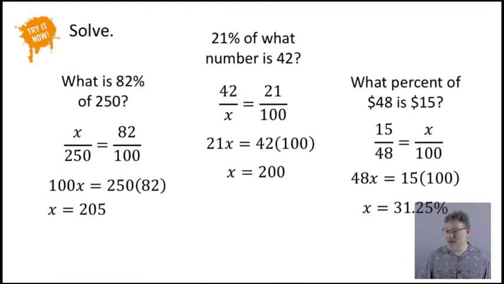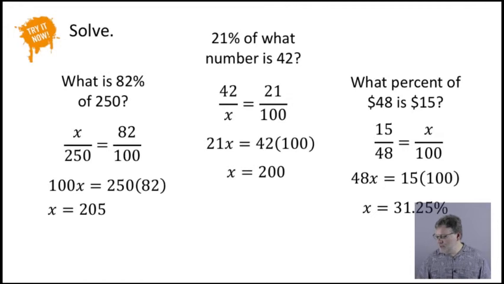Let's take a look at the middle problem here. 21% of what number is 42? Again, the rate is easy to pick out, 21%, so 21 over 100 on the right-hand side. On the left-hand side, it's 21% of what number? Of what number? The base is the thing that's unknown this time, so we have an x being placed in the denominator on the left-hand side, and above that we have our amount of 42.